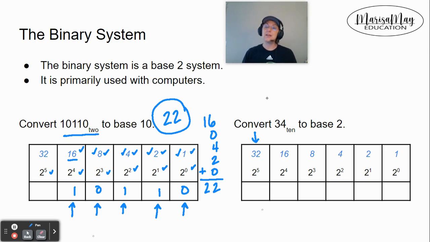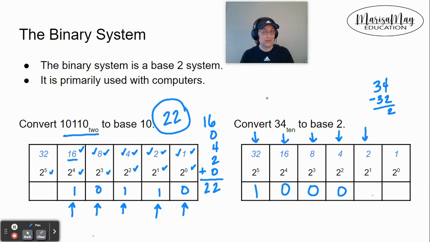Out of 34? Yes, I can get one group of 32. Now, if I have 34 and I take one group of 32 out, then I have 2 left over. So can I get a group of 16 out of 2? No. Can I get a group of 8 out of 2? No. Can I get a group of 4 out of 2? No. Can I get a group of 2 out of 2?